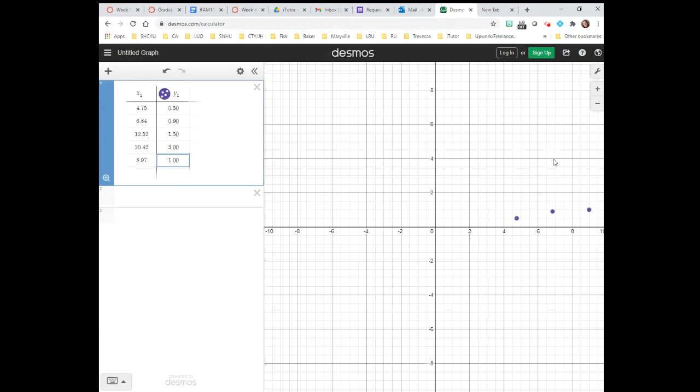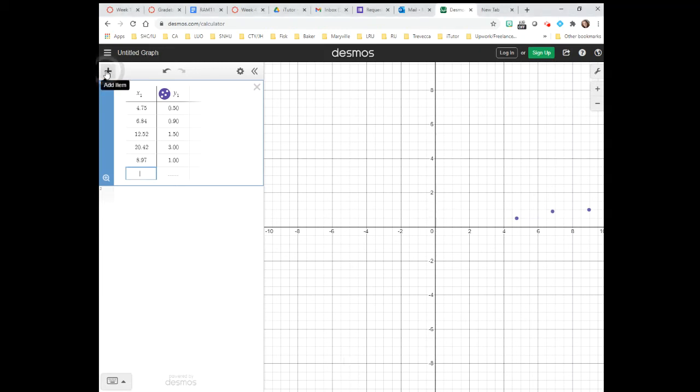Now you'll notice over here on the right that Desmos has been graphing these pieces for us. Very nice for them. I like when they do that. It makes it a lot simpler for us. So we will take a look then at how I can find my line of best fit. Let's go ahead and enter.